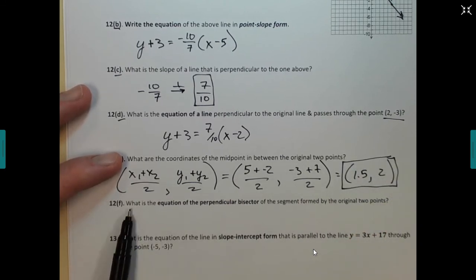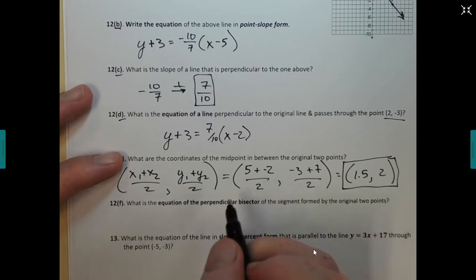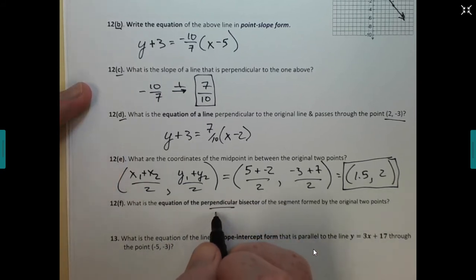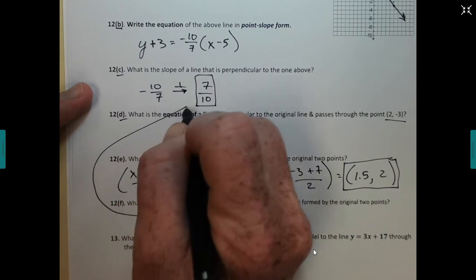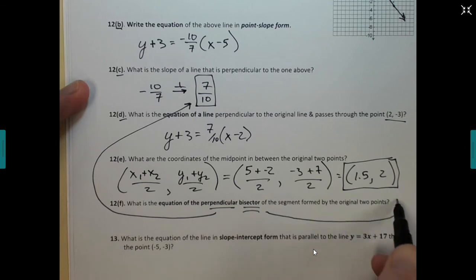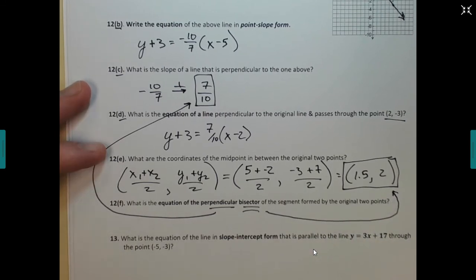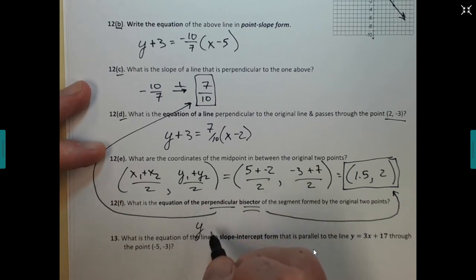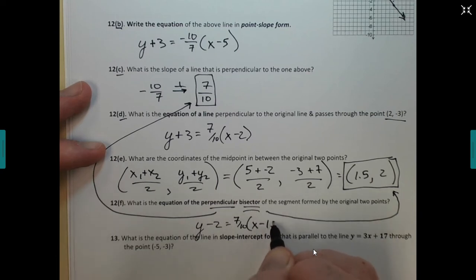Now they're asking for me to write the equation of the perpendicular bisector. Cut it in half means I need the midpoint. Those are the 2 things I need. Plug them in. Y minus 2 equals my slope times x minus 1.5.